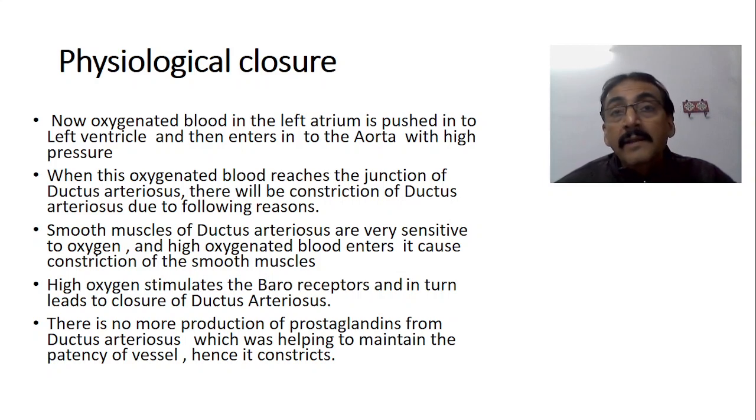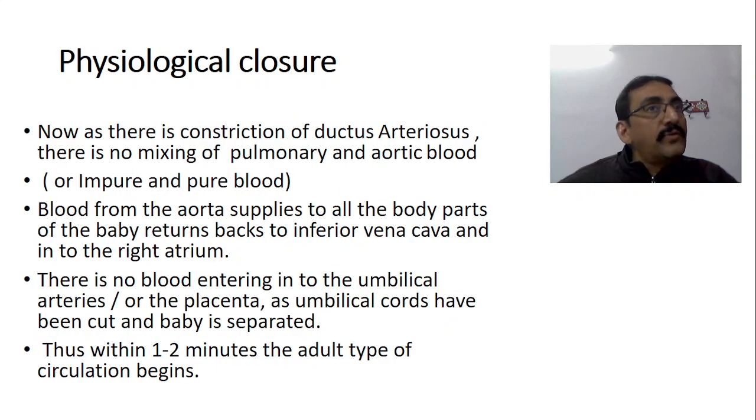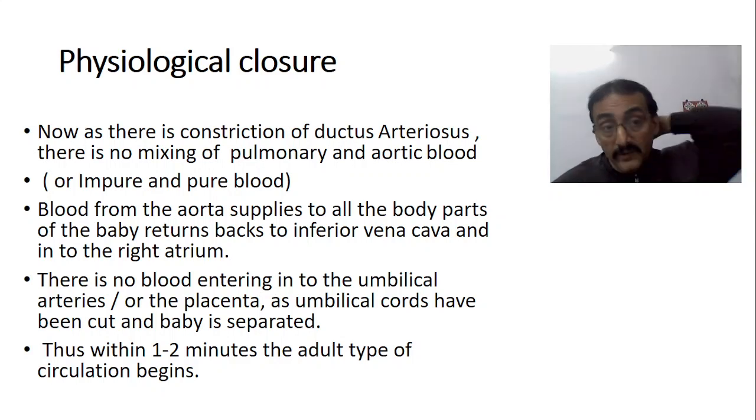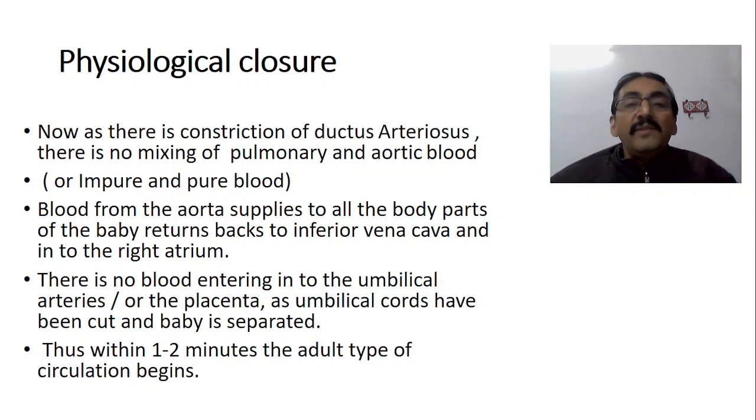Another thing is that on the fetal side, the ductus arteriosus is also producing some prostaglandins. These prostaglandins are helpful to maintain the patency of the bigger vessels. Now after birth, there is no production of prostaglandins, so naturally the patency will not be maintained and it undergoes constriction. So this is the second important reason why the ductus arteriosus closes immediately after birth. Now, as there is constriction of the ductus arteriosus, there is no mixing of the pulmonary and aortic blood, or pure and impure blood.